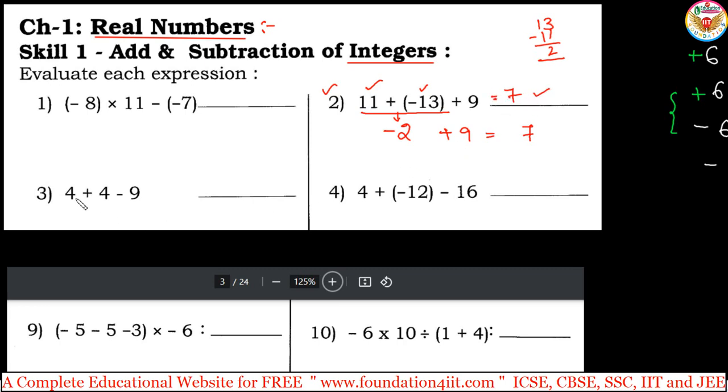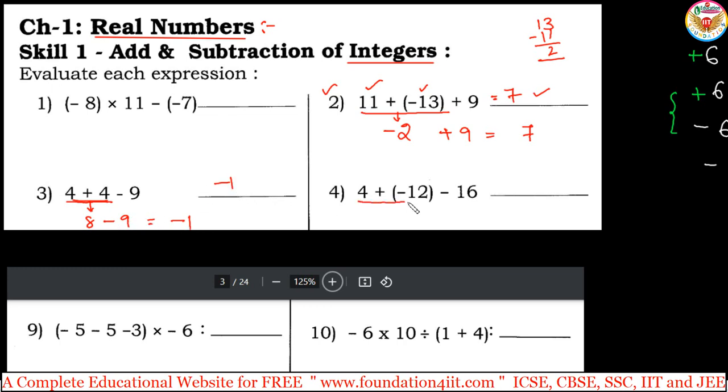Right? Same way, here is 4 plus 4. Up to this both are positive, the answer is 8. Then minus 9: 8 minus 9. 9 is a greater number, and it is a negative number, so the answer also comes with a minus. The difference between 9 and 8 is 1, but 9 has the negative sign before it, so minus 1 is the answer.